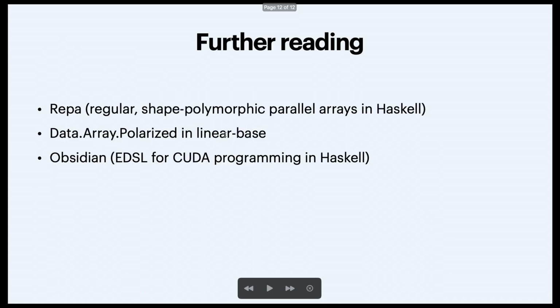Okay, so to read a little bit more about this, you can look up the big library that pushed this idea of pull arrays. It's called Repa in Haskell. The modern place to look for this is in the Data.Array.Polarized library or module in linear-base, and also in Obsidian, an EDSL for CUDA programming. This stuff originated with some of the people at Chalmers. I learned about it from Joel Svensson.